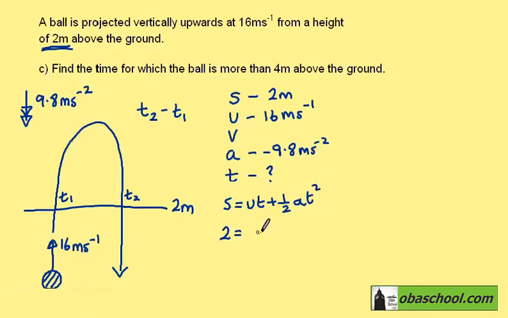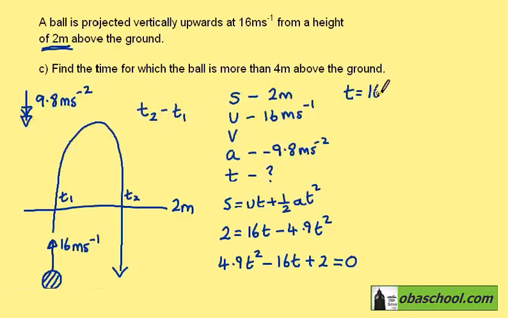So 2 is equal to 16t. Half of a is minus 4.9 t squared. Rearranging, this gives us 4.9 t squared take away 16t plus 2 equals 0. We need to solve this quadratic equation, and we can do so using the formula.